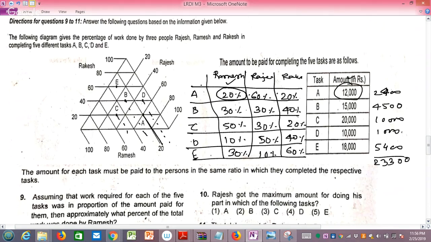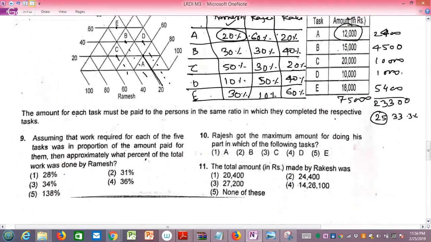23,300 getting, and this much is how much? 75,000. Out of 75,000 we're getting 23.3. So 25 is how much? 33.3% होता है 25 and you're getting 23.3. So you are getting how much? आप 30% के आसपास you're getting. तो just see, just find out exactly.